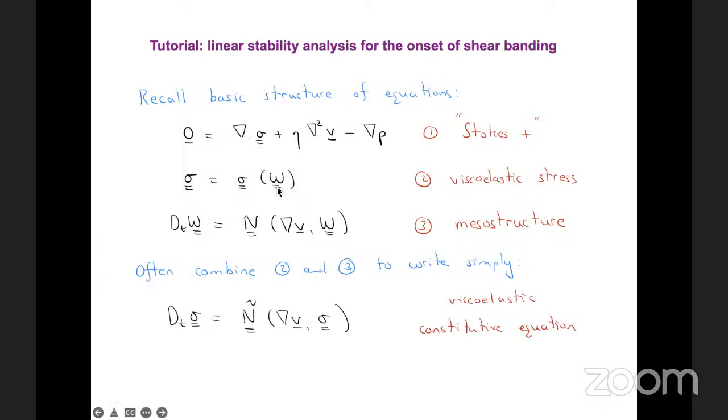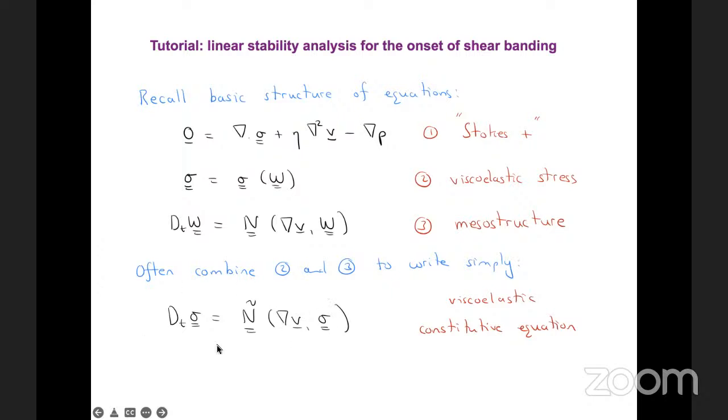And if you do that, very often you take a shortcut where you don't bother writing down the mesostructural variables, but you just directly write down an equation of motion for the viscoelastic stress, little sigma, distinct from the total stress, big sigma. And that generally has the form of relaxation terms with some timescale tau, and then terms that build up the stress in the presence of a flow.